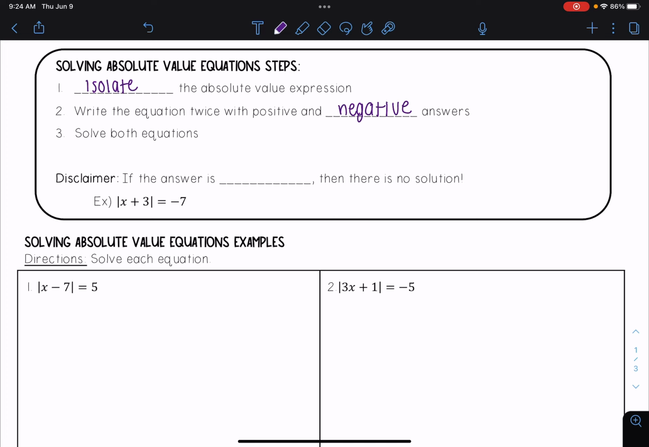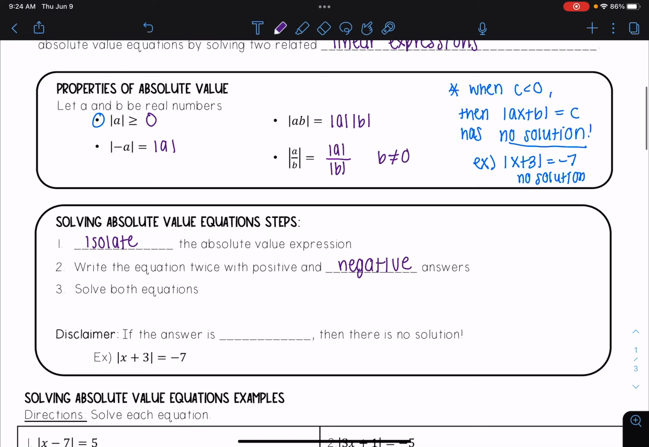And the reason why we have step number 2 is from our second property right here: the fact that the absolute value of a negative a is equal to the absolute value of a positive a. So that means we can end up having 2 different answers. One that makes what's inside of the absolute value positive, and one that makes what's inside the absolute value negative.